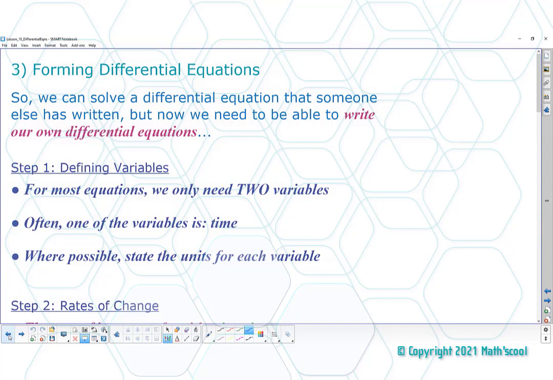So we're going to start by defining our variables. And mostly that will mean we only need two variables. We need to decide what are the two variables that we're interested in that question. And more often than not, one of the variables is time. But watch out, because on those few occasions where time isn't one of the variables, you can make a mistake and accidentally think that time is a variable, because it is 85, 90% of the time. And if possible, we want to state the units for each variable.